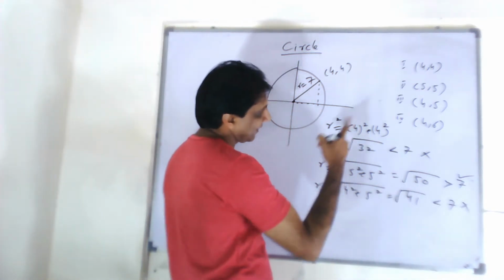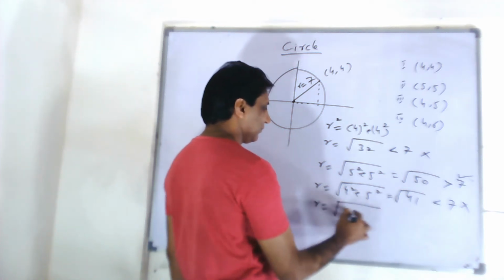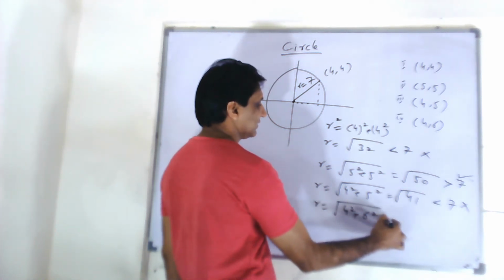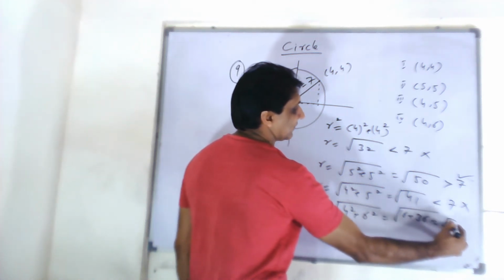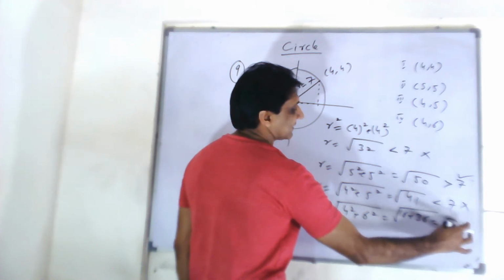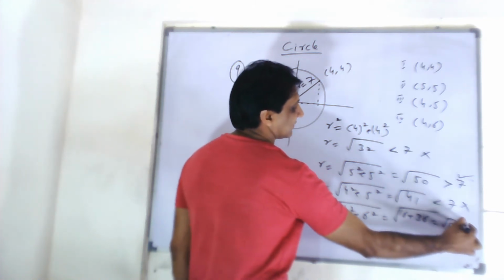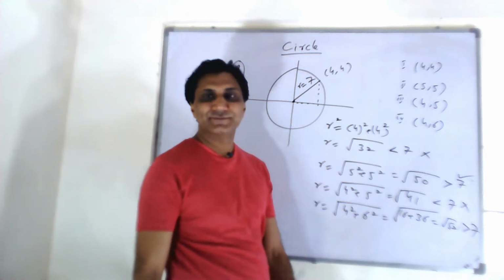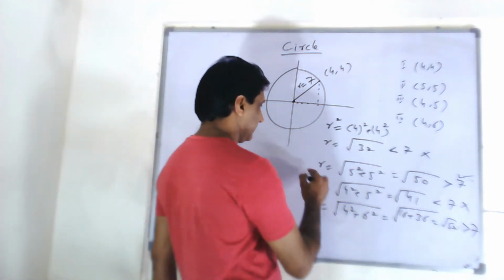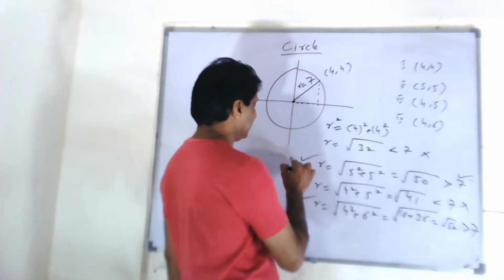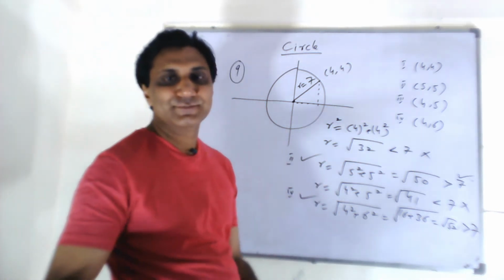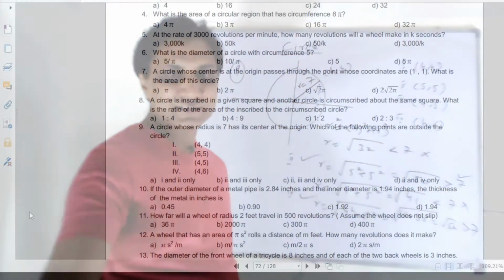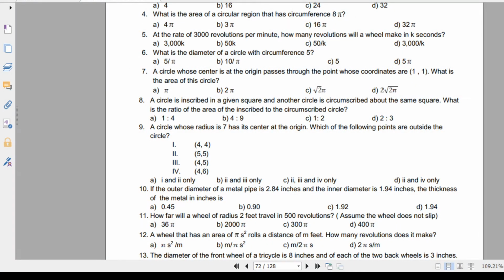No. The last one, 4, 6. 4 square plus 6 square, 16 plus 36, it's 52. It's greater than 7. It's outside. So this and this, 2 and 4, are outside the circle. The answer to this question is 2 and 4, D.